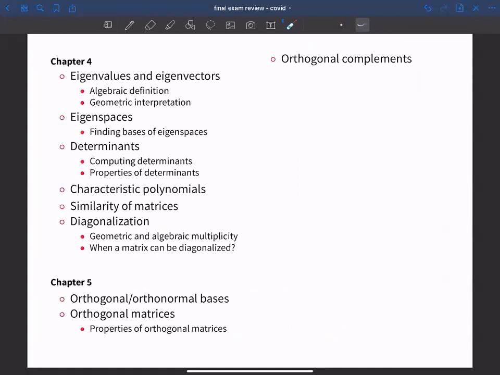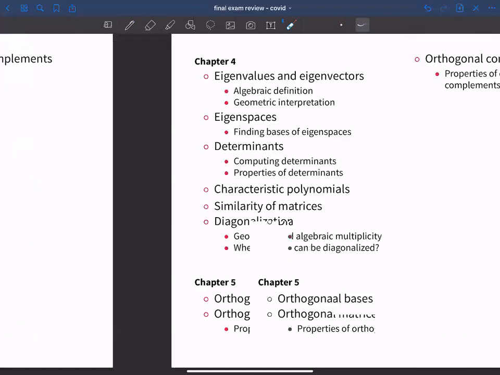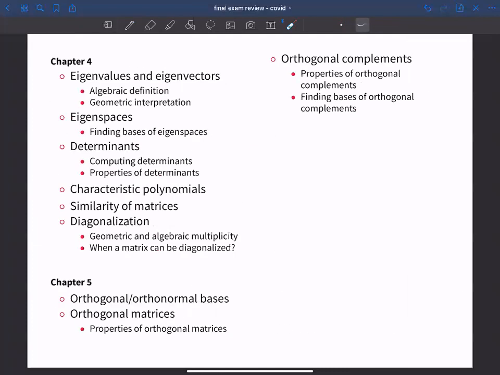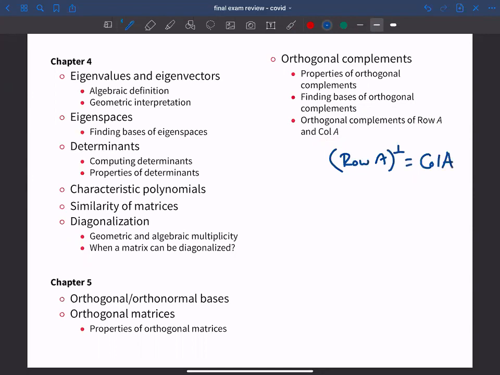We learned about orthogonal complements. We learned about orthogonal projections. Okay, so yeah, we learned about orthogonal complements. We learned how to find a basis for an orthogonal complement. We learned how to find orthogonal complements for the row space and the column space. So remember, the orthogonal complement of Row A is just equal to Null A, right? So Row A perp is just equal to Null A, and vice versa.